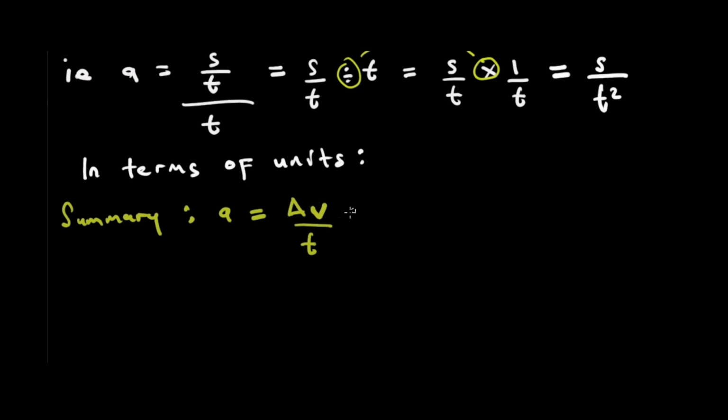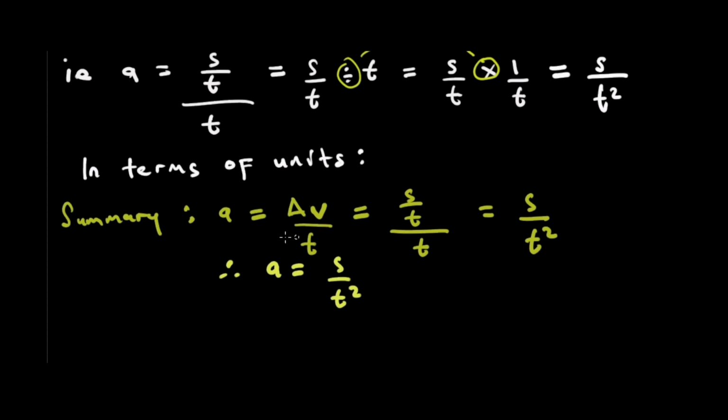We started with a is equal to delta v over t. Then we found delta v, which is s over t. So we replaced it, giving s over t over t. Then solving this gave us s over t squared. Therefore, a is equal to s over t squared. Now we want to continue and express a in terms of its units. So this now is the direct continuation.